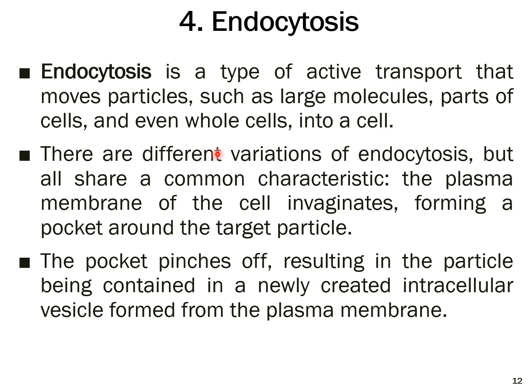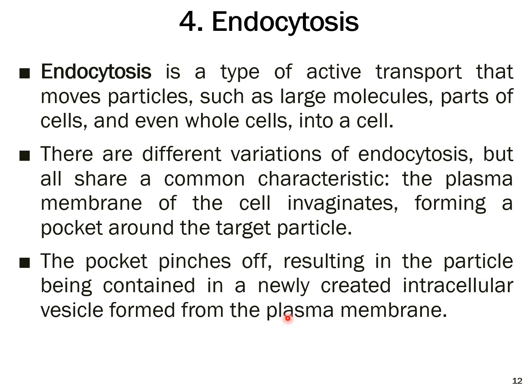So endocytosis is a bigger scale movement. It moves the larger molecules, very large molecules, and sometimes parts of the cell, and sometimes even a whole cell into the cell. So there are different variations of endocytosis, but all share a common characteristic. What is that common characteristic? The plasma membrane of the cell invaginates, forming a pocket around the target particle.